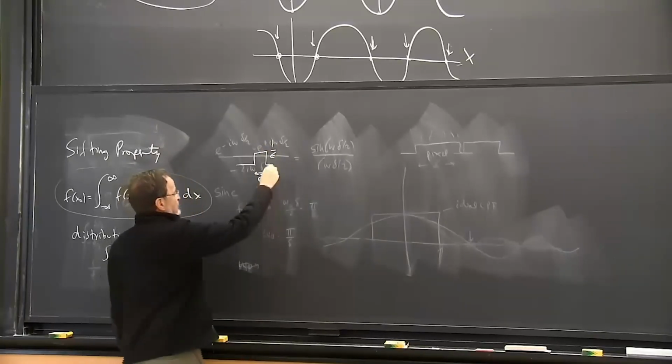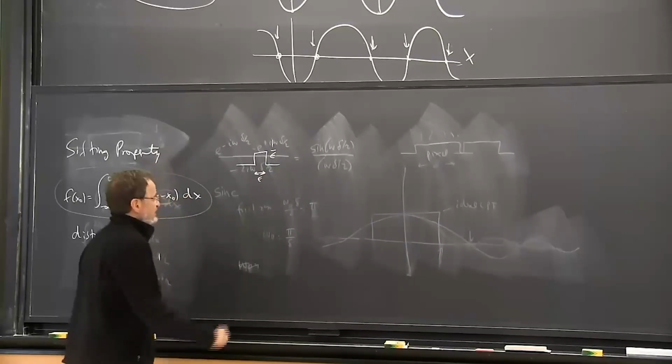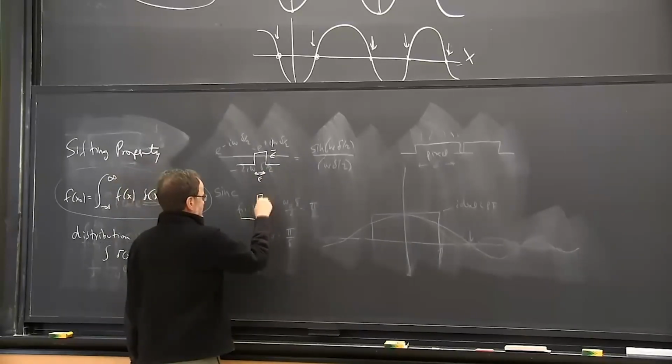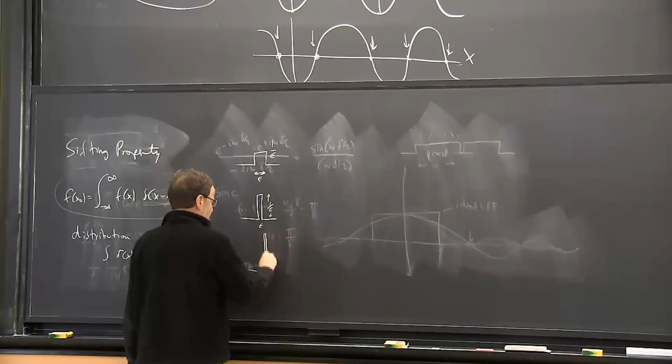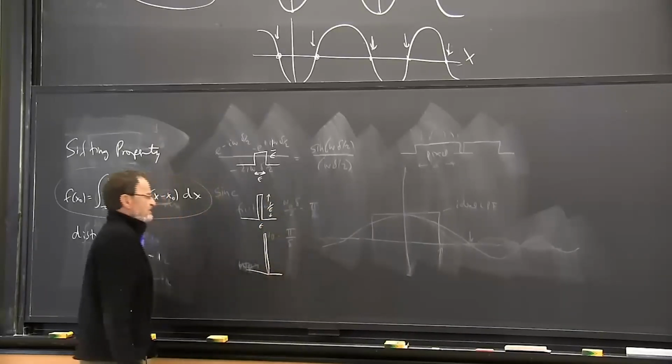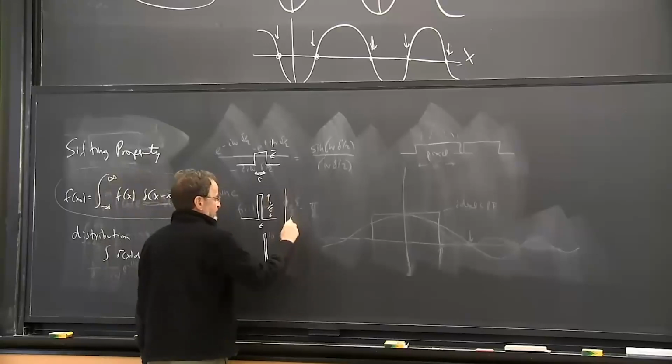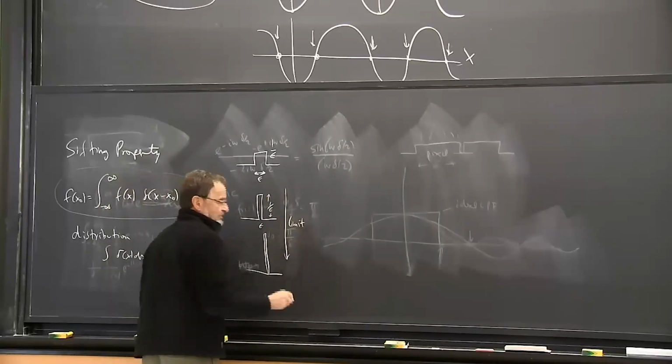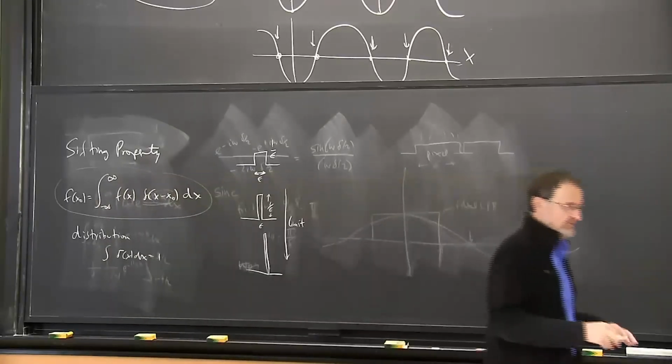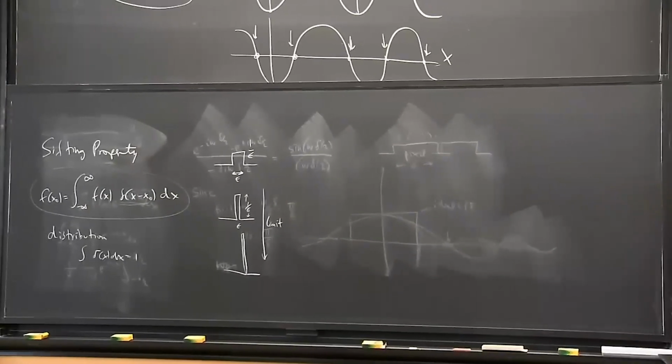Here's a boxcar with a unit area. And now if I make epsilon smaller, it becomes narrower, and it becomes higher. And you can kind of think of the unit impulse as the limit of this. But it's not mathematically correct to say that.